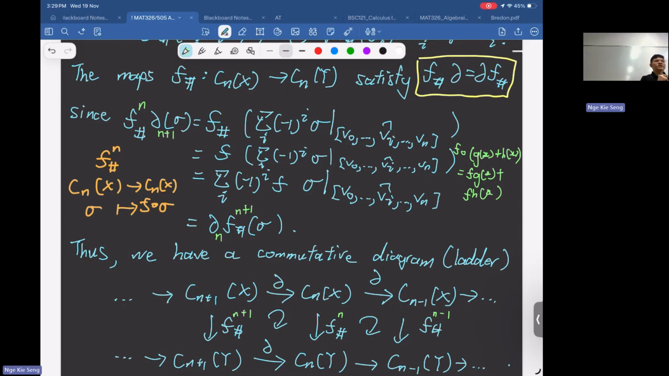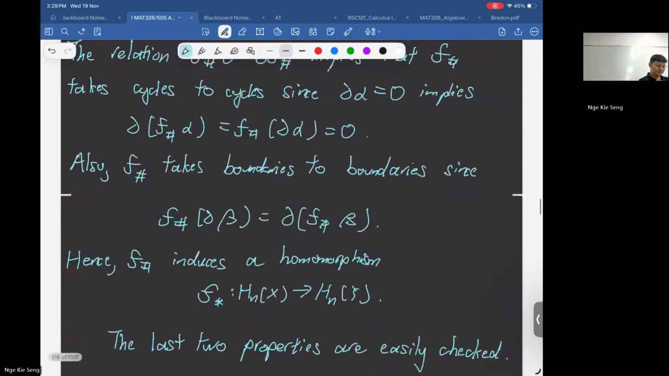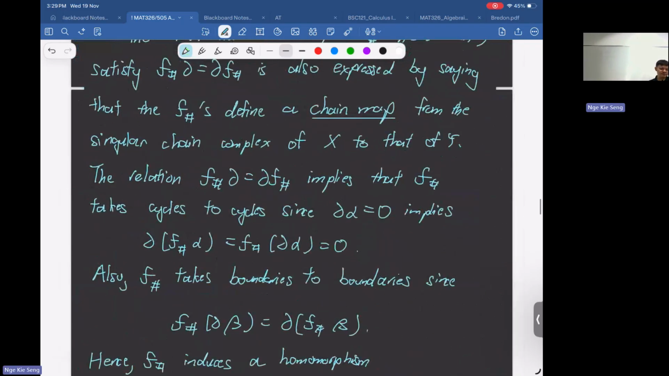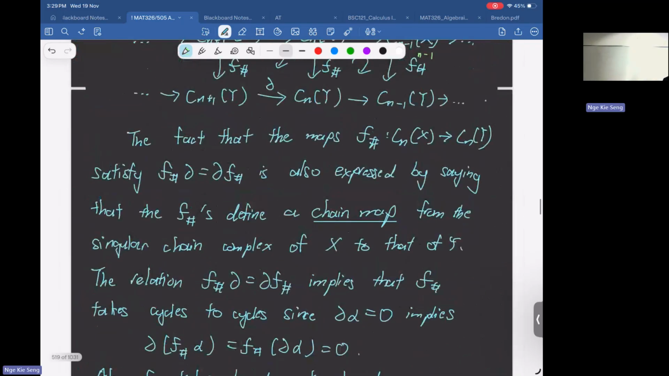Topological space, chain complex, and then from the category of chain complexes to the category of homology. Right. Okay. Actually, it's modules, not homology. It's modules.